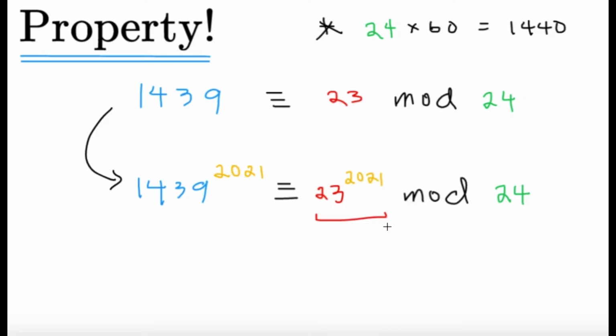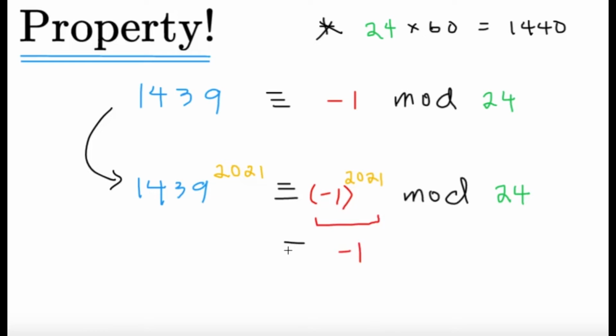But then again, since we're working under mod 24, we can do a little bit better. Instead of 23, yes, the remainder is 23, but in modulo terms, we can also say that it is congruent to negative 1 under modulo 24. How do I get negative 1 from 23? Just subtract 24 from it. Now, why do I want to do that? Because if I have negative 1 raised to 2021, this just gives me negative 1.